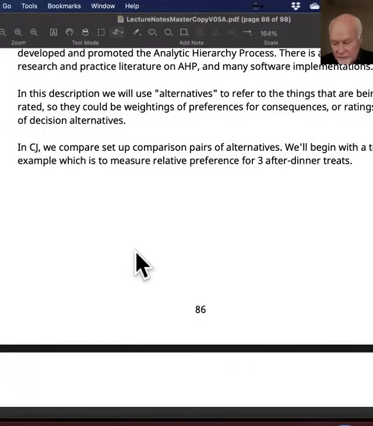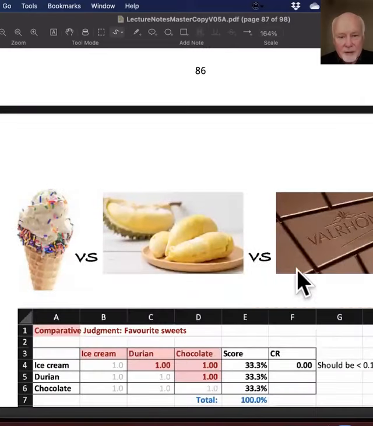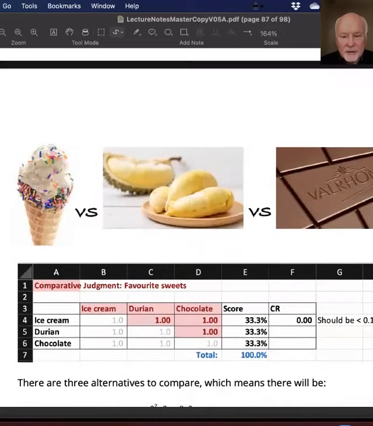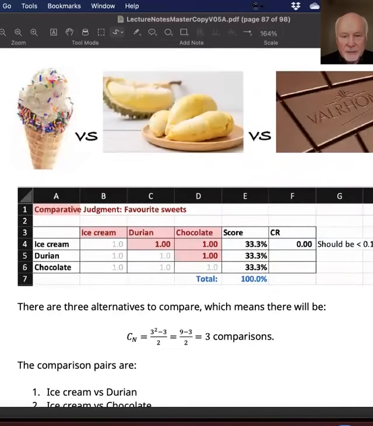But I know that the last week and a half has been a disaster for many people, and not many people made it to the tutorial. So let me go over this one again. Okay, so this is a toy example. I'm comparing my preferences for after dinner sweets.